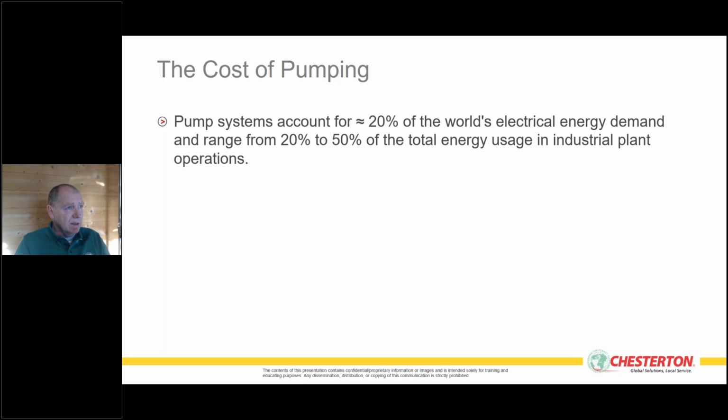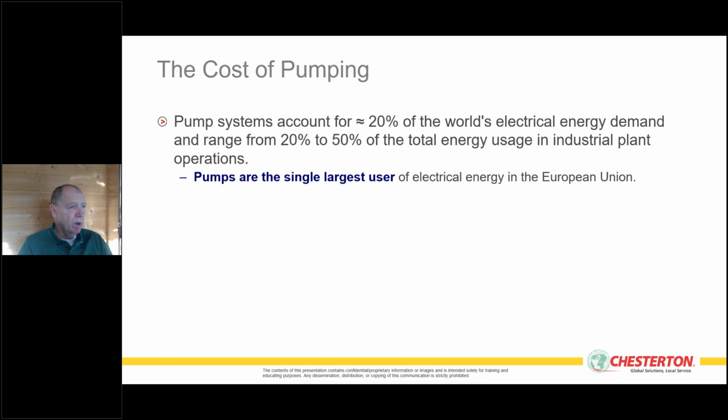So, you know, some facts and some costs here about what industry spends to operate. Pump systems account for approximately 20% of the world's electrical energy demand. In some industries, that accounts for up to 50% of the energy usage that they have to operate. And going further, if we look at the European Union, pumps are the single largest user of electrical energy.